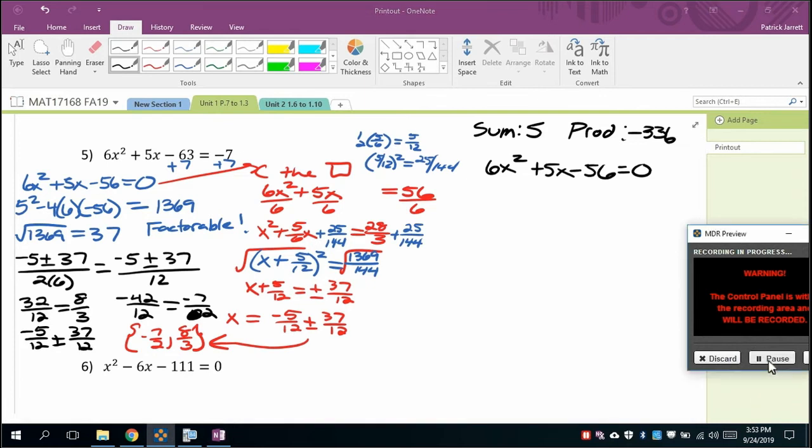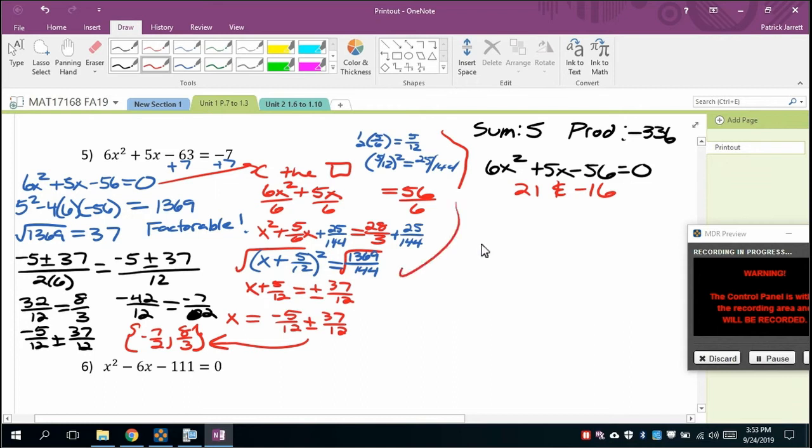So the two numbers that we need, since the sum is positive 5, will be 21 and negative 16. So we'll factor by grouping here. I'm going to kind of wall this off a little. So we'll get 6x squared plus 21x minus 16x minus 56 equal to 0.